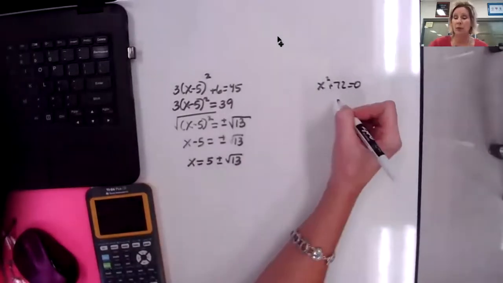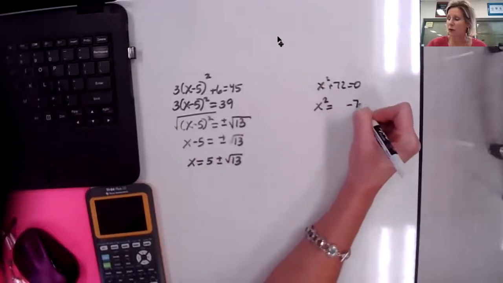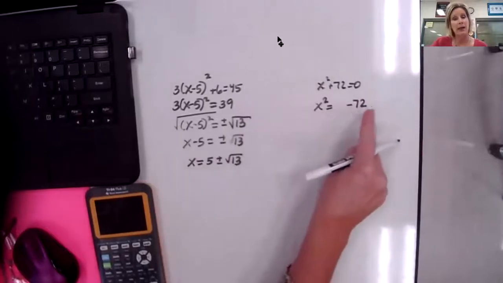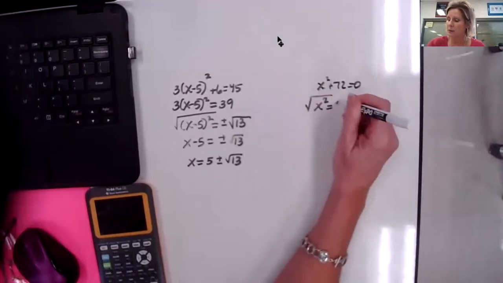Now on this next problem, you simply need to move the negative 72 over. Again, I'm going to make that big space because I know I'm ready to take the square root of both sides.